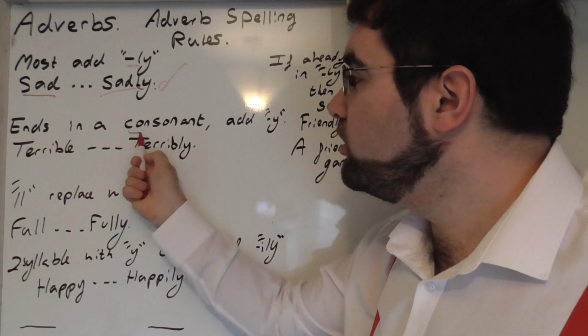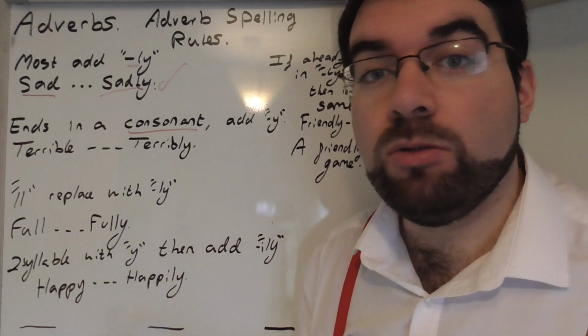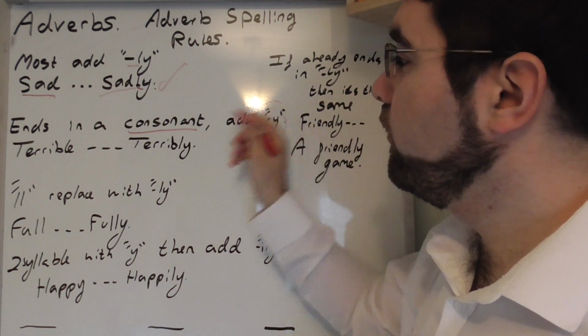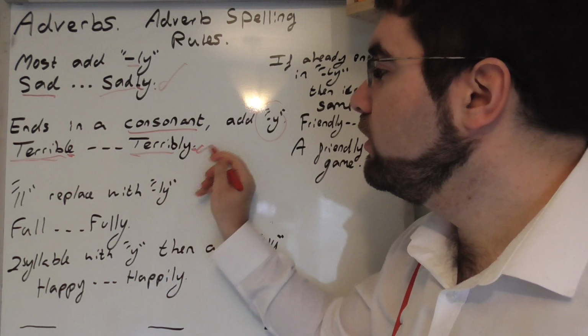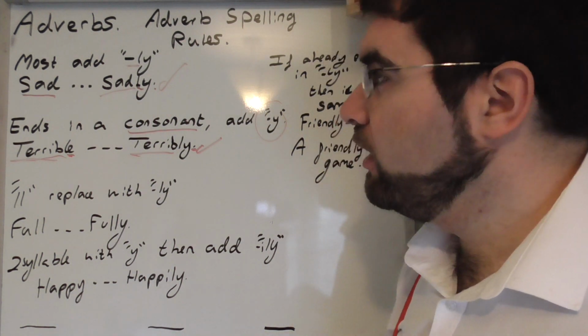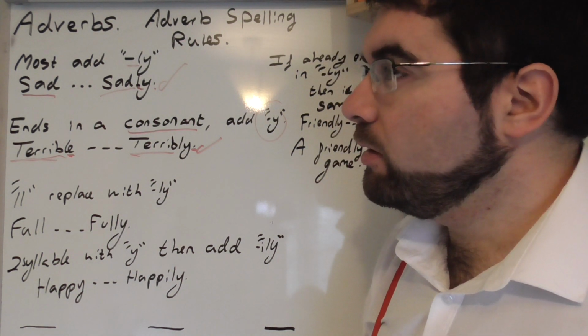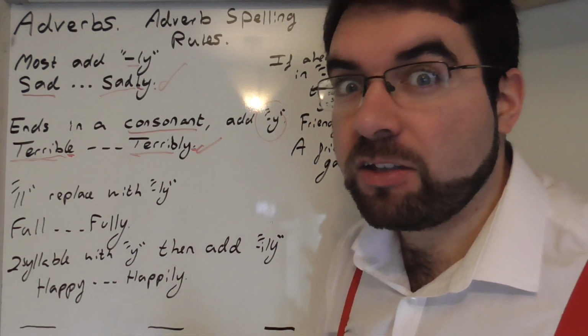And if it ends in a consonant, anything other than an A, E, I, O, U, then we add y. Terrible. There's the consonant. Terribly. It was done terribly at night. It was terribly tall for them to climb it together.